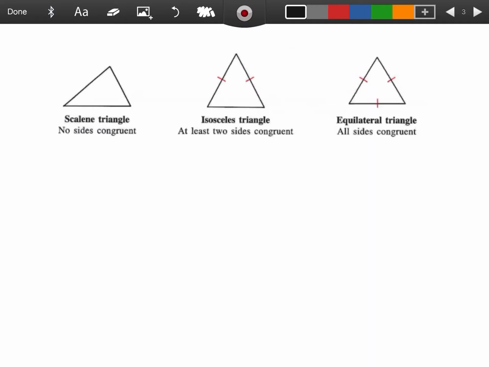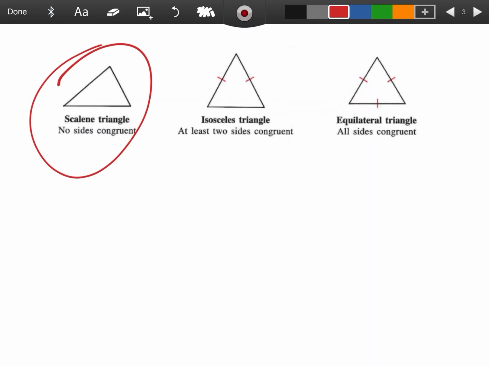A scalene triangle has no sides congruent. So this right here, scalene, no sides congruent. An isosceles triangle has at least two sides congruent. So note that it says at least two sides congruent. It could have three sides congruent. That's still an isosceles triangle, but it has to have at least two of the sides congruent.